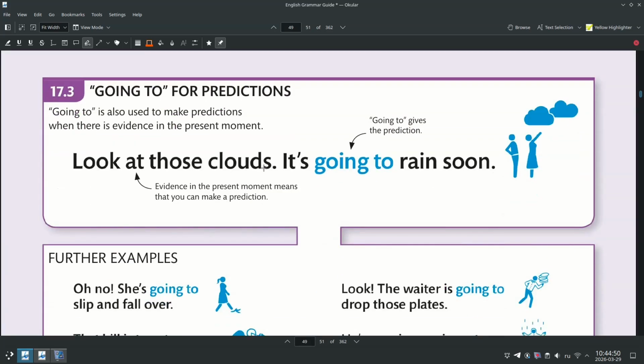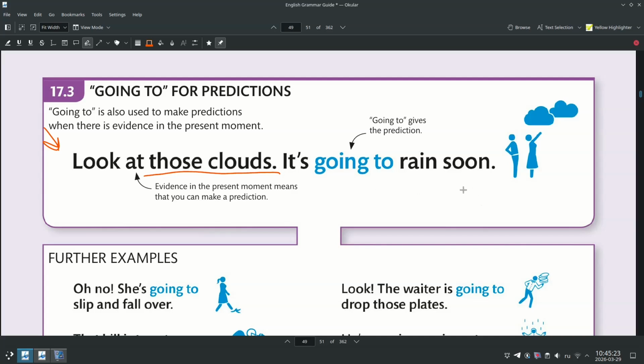Going to for predictions. Going to is used to make predictions when there is evidence in the present moment. Look at those clouds. It's going to rain soon. Those clouds are evidence in the present moment, which means that you can make a prediction about the nearest future. And you say it's going to rain soon.